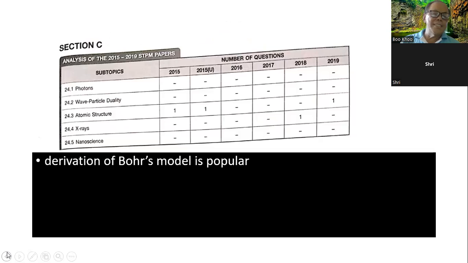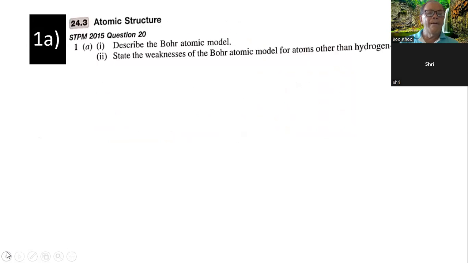Okay, let's go to section C. The derivation of Bohr's model is popular. Make sure you know how to derive that. Describe the Bohr's atomic model. Two marks, make sure you get at least 2 points. Electrons move in circular orbit around the nucleus.